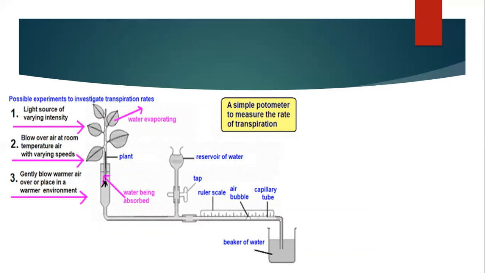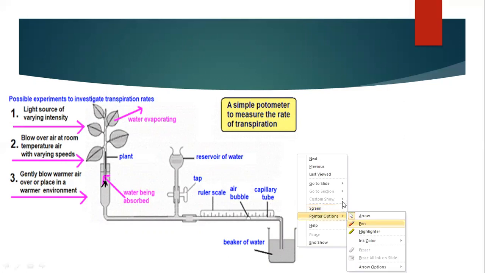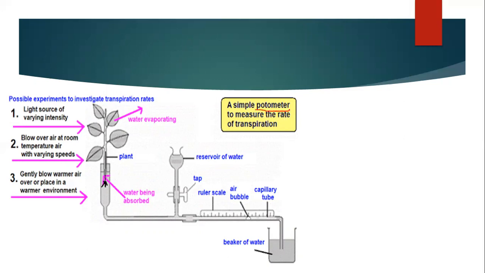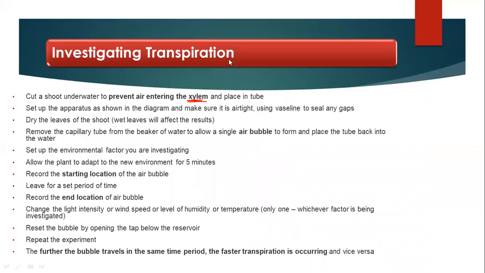This apparatus is called the potometer. Potometer. You are seeing here. Remember this name. Potometer is the famous name for this experiment. We are using this potometer to measure the rate of transpiration. The aim of this investigation is to measure the rate of transpiration.